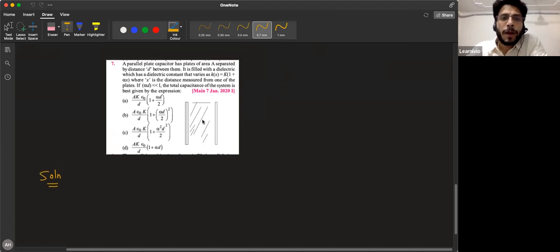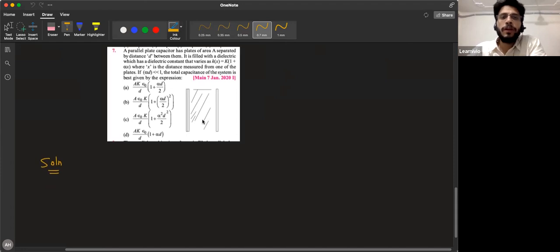See, it's a parallel plate capacitor that has some plate area. The separation between them is d. And the dielectric constant varies as K(x) = K1 plus alpha x. So here the dielectric constant is not constant. The dielectric constant is variable, and it varies along this direction. If your dielectric constant is constant, then you can simply write your C as K epsilon A by d. It's a simple thing.